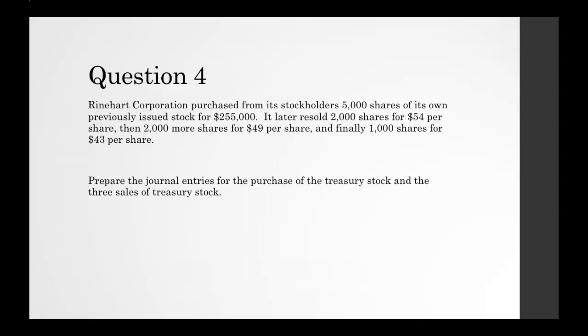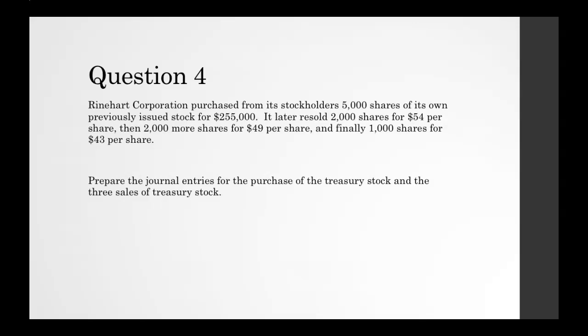Now, question number 4. Reinhart Corporation purchased from its stockholders 5,000 shares of its own previously issued stock for $255,000. It later resold 2,000 of those shares for $54 per share, then sold another 2,000 for $49 per share, and finally sold the last 1,000 shares for $43 per share.